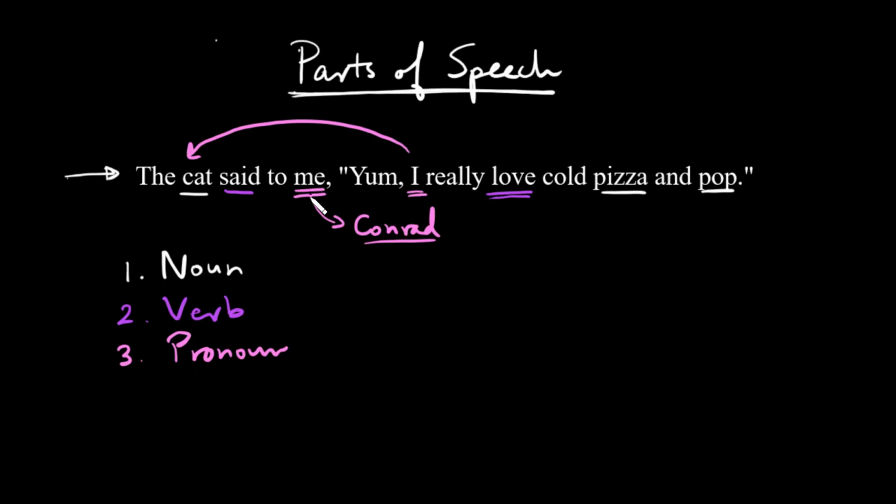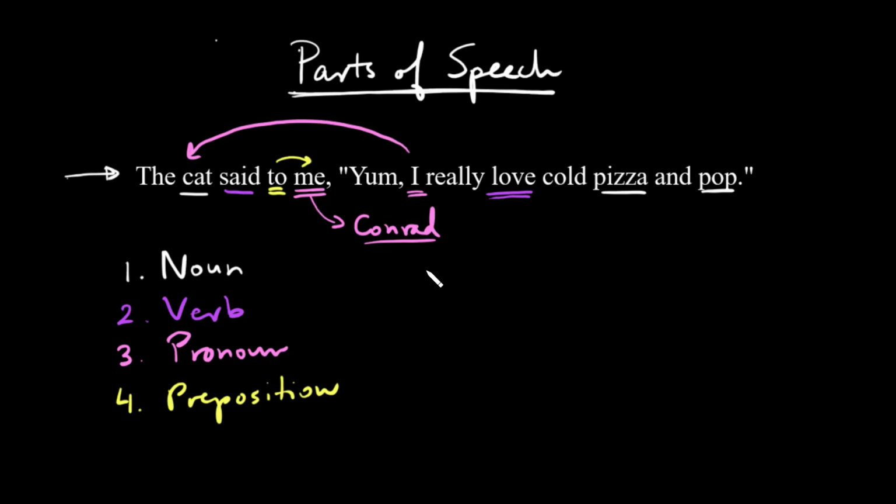Okay, to introduce this pronoun, we've used a preposition. So a preposition. And a preposition relates a noun or pronoun to the rest of the sentence. So the preposition is to, and it relates me, the object of the preposition, to the rest of the sentence. And that's why we often call preposition a structure word.